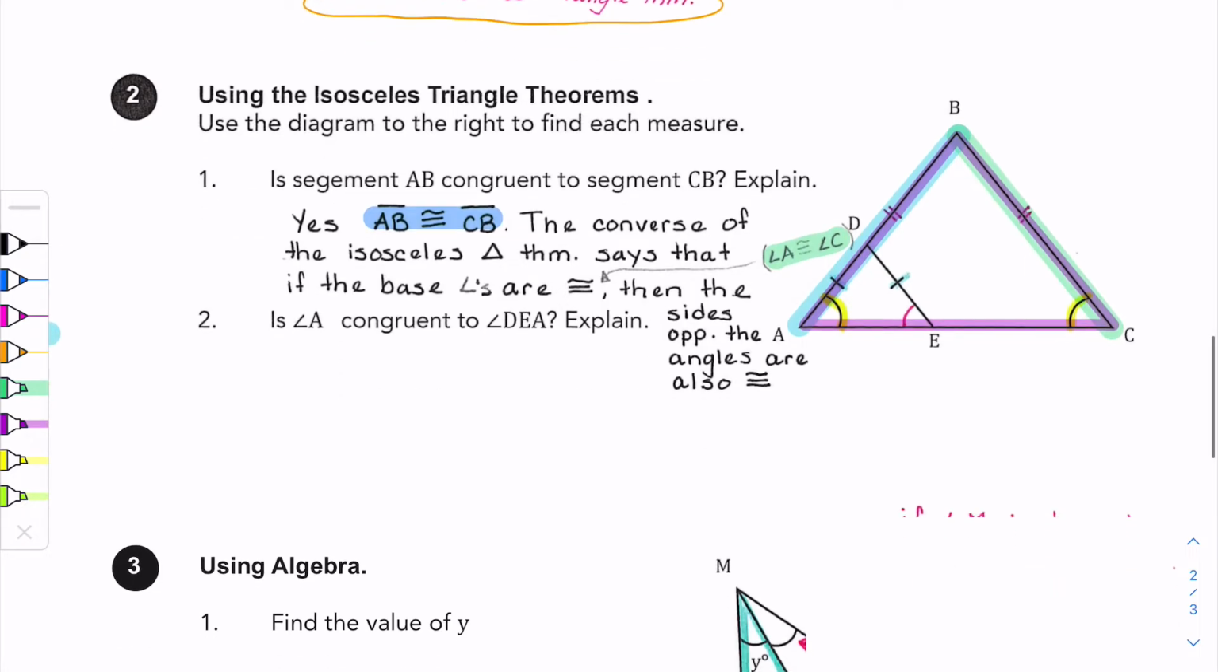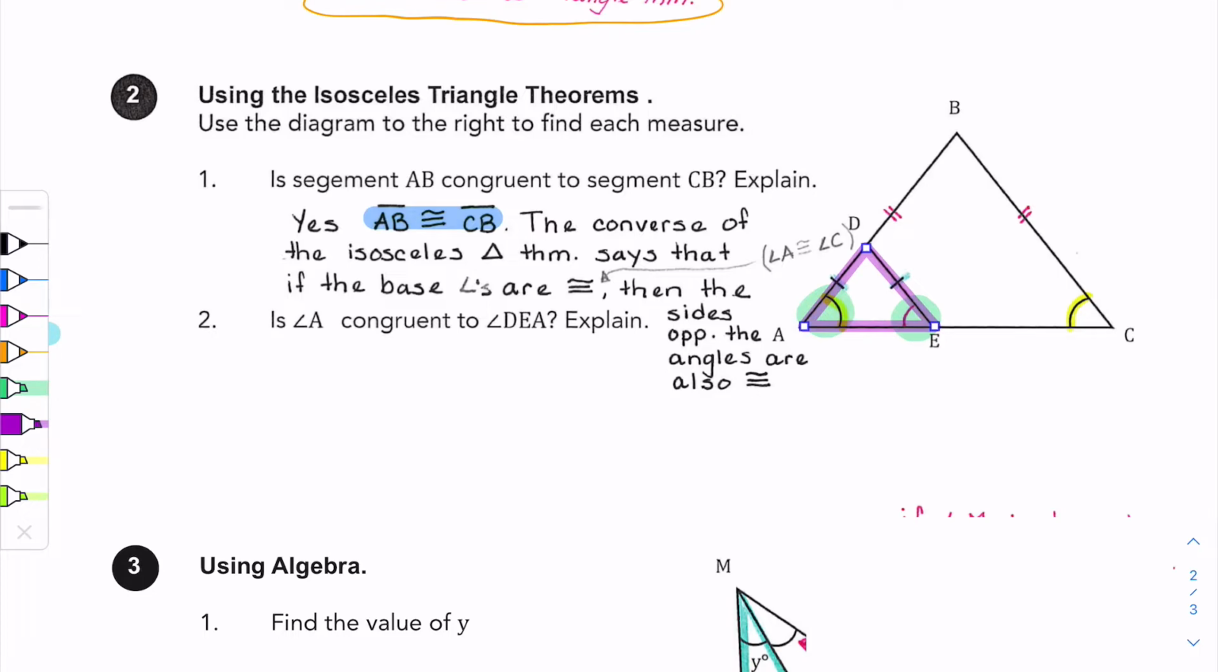Number two says, is angle A congruent to angle DEA? Angle A is this angle here. Angle DEA is this angle here. So if I highlight that triangle in purple, we're looking at the smaller triangle.